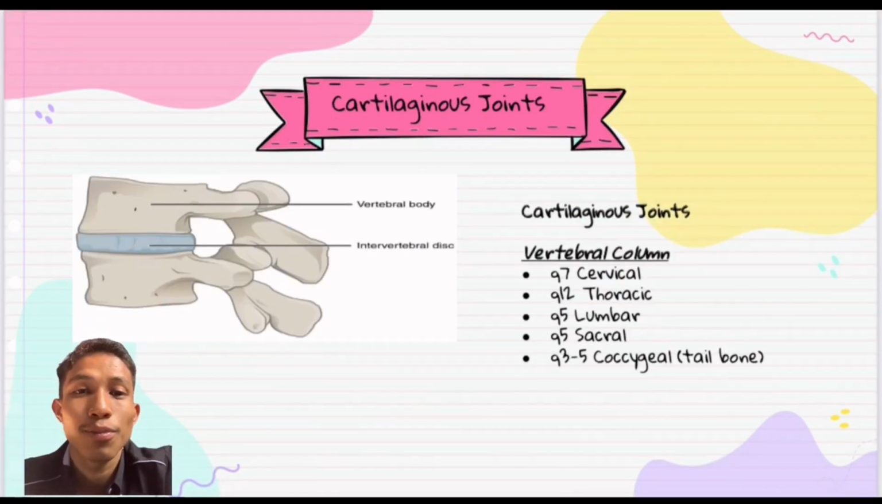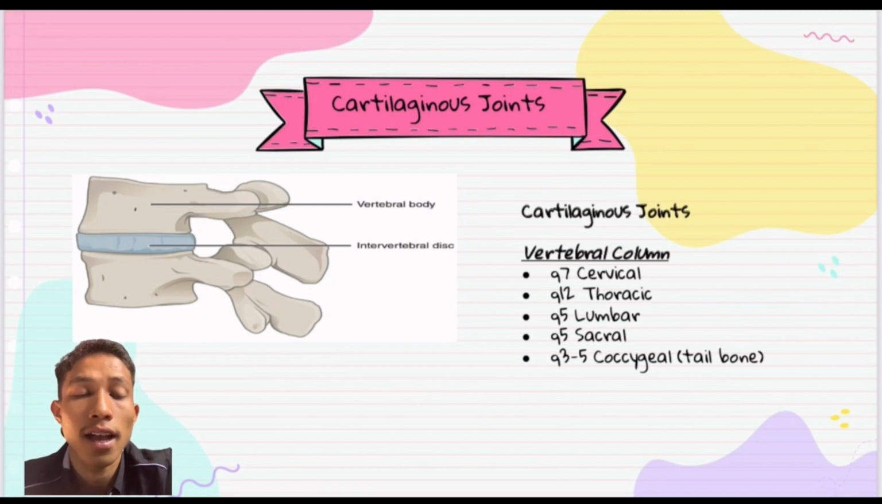Next we proceed to the cartilaginous joints. Cartilaginous joints are types of joint where the bones are entirely joined by cartilage, either hyaline cartilage or fibrocartilage. These joints generally allow more movement than fibrous joints, but less movement than synovial joints.